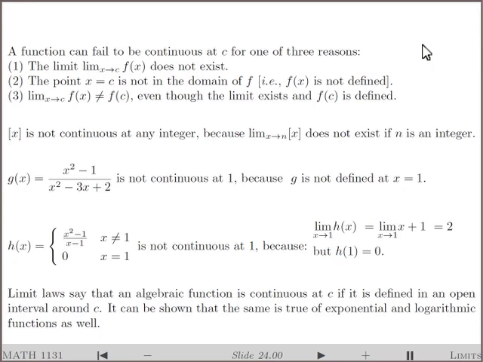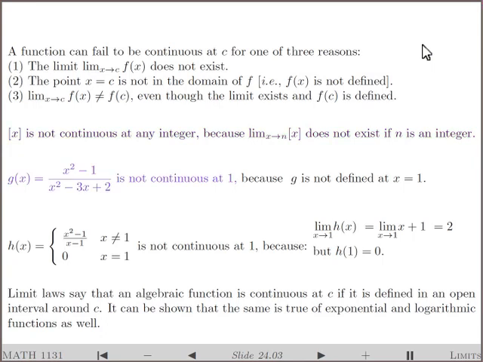Okay. So, to give examples of each, the greatest integer function is not continuous at any integer because the limit from the left and the limit from the right at any integer are different. The graph consists of steps and there is a break at every integer.